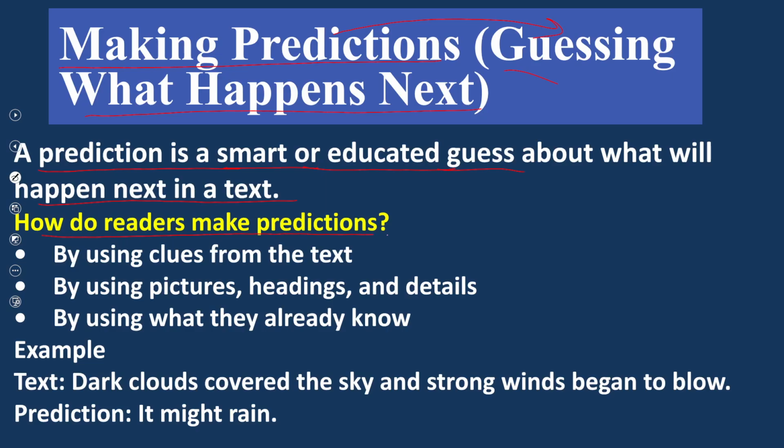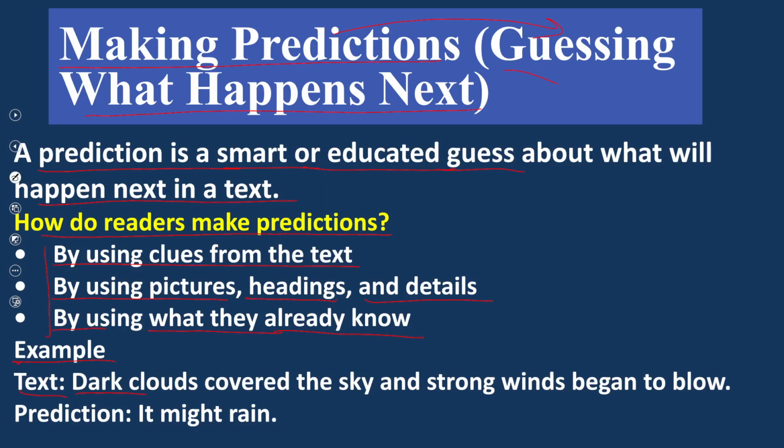How do readers make predictions? First one, by using clues from the text. Yes, clues are helpful in predicting what is going to be next in the text by using pictures, headings, and details, and by using what they already know. These are the points which are useful for making predictions or guessing more about what is going to happen in the text. Now, come to the example.